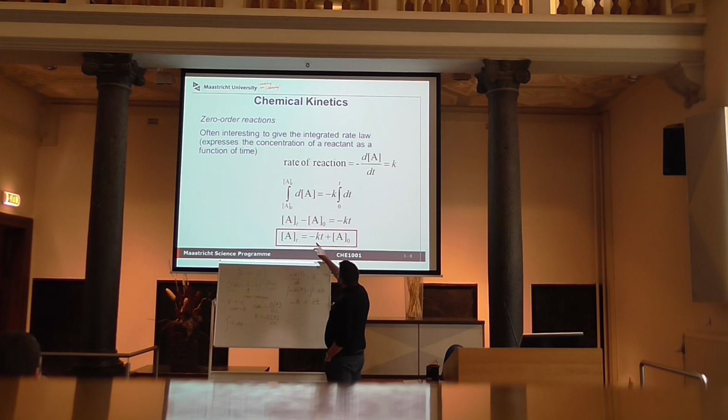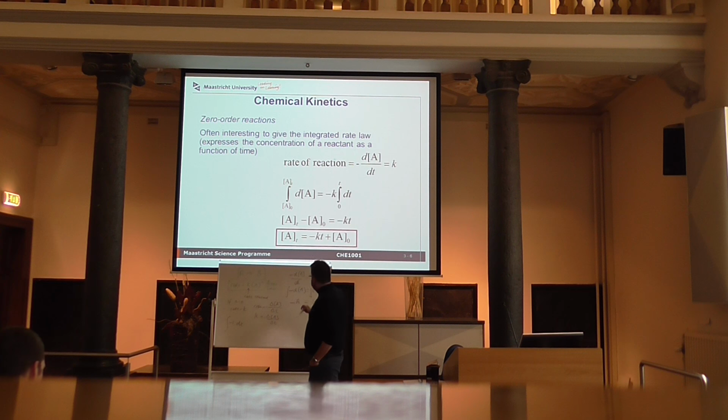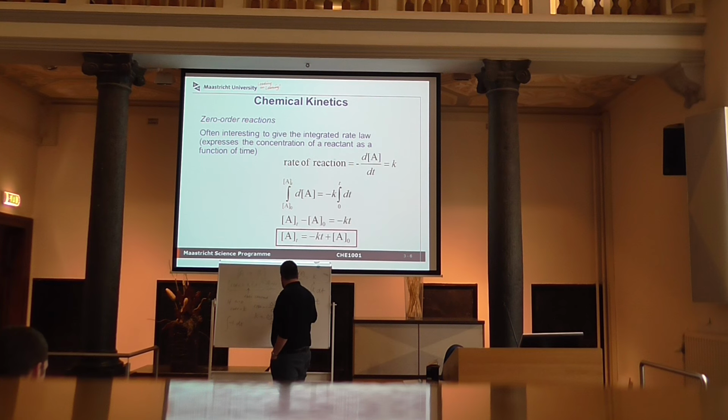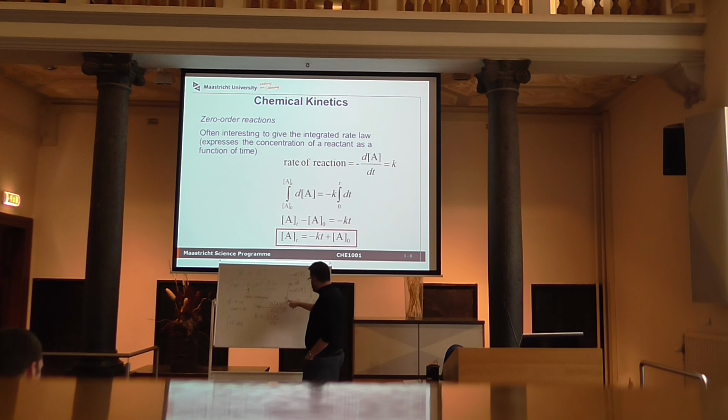Now, what I've basically done, the integration limits for time is from 0 to time t. So I'm integrating over time over here. And here I'm integrating over concentration, concentration A0 and concentration At. So the concentration at t = 0 and the concentration at some point in time t.